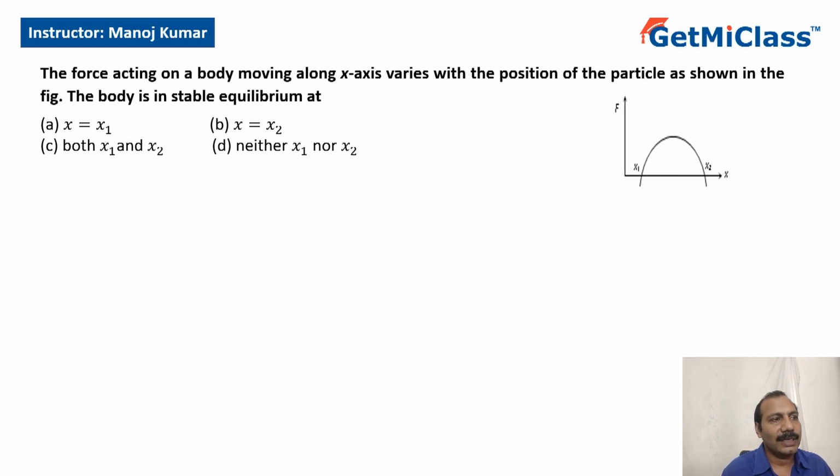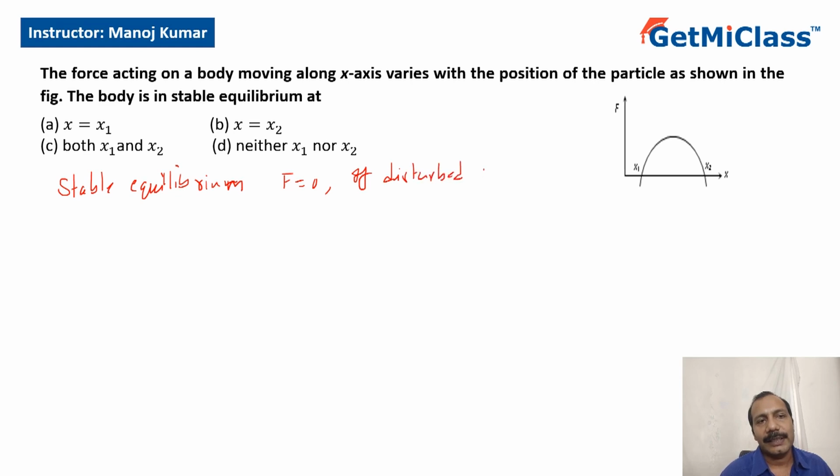Let's try to understand that. So what is a stable equilibrium position? For any equilibrium, first thing, F should be equal to 0. That's the first condition. And if disturbed from that point, it should return to the same point, right? That's what is stable equilibrium.